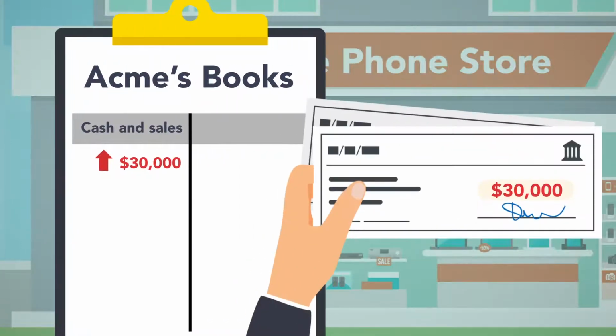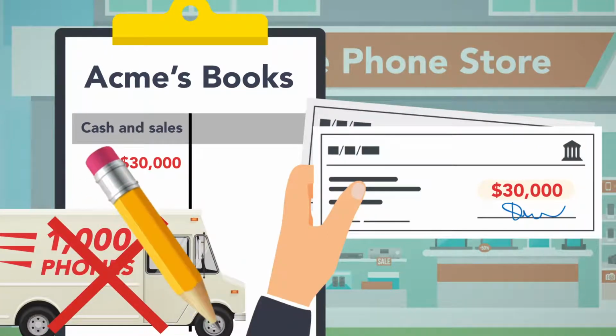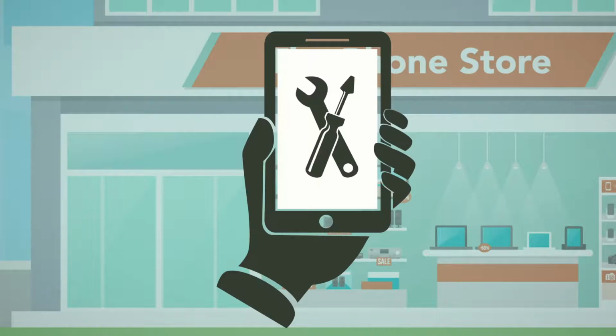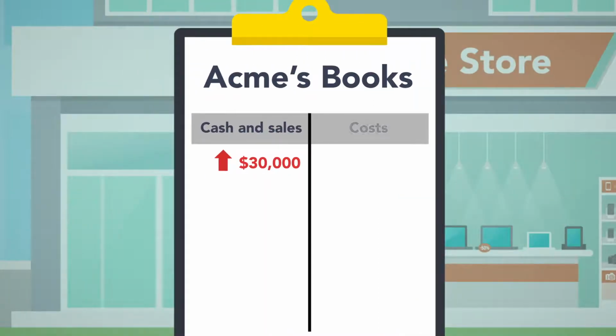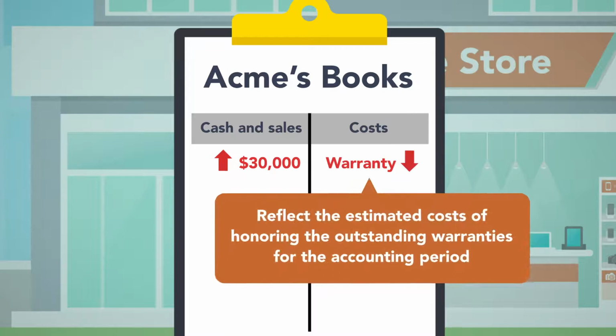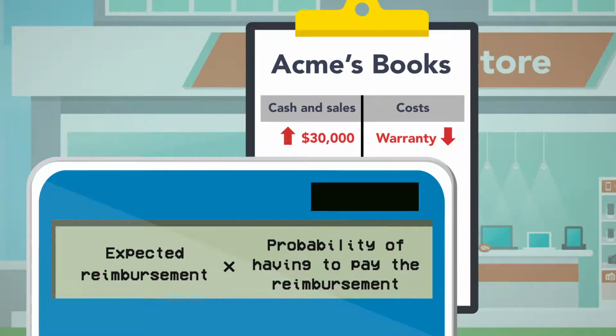If Acme received a $30,000 payment but had not yet delivered the phones, it would not yet have realized the income. If a sale includes a warranty, then the company could conceivably record the gain when the warranty expires, and there is no further possibility of a claim. However, the prevailing approach is simply to record warranty costs, which reflect the estimated costs of honoring the outstanding warranties for the accounting period, which may be calculated by multiplying the expected reimbursement by the probability of having to pay the reimbursement.